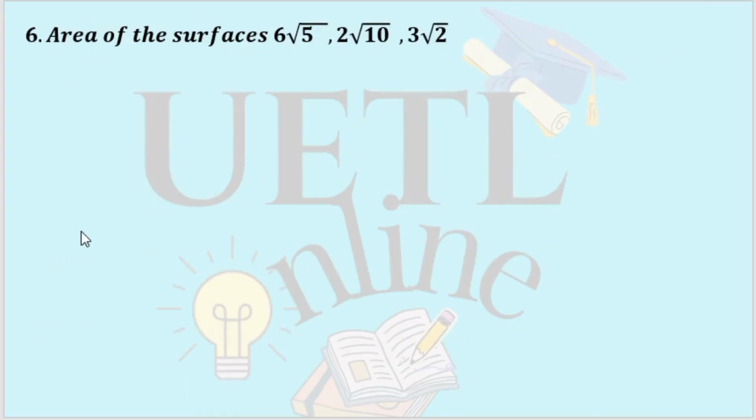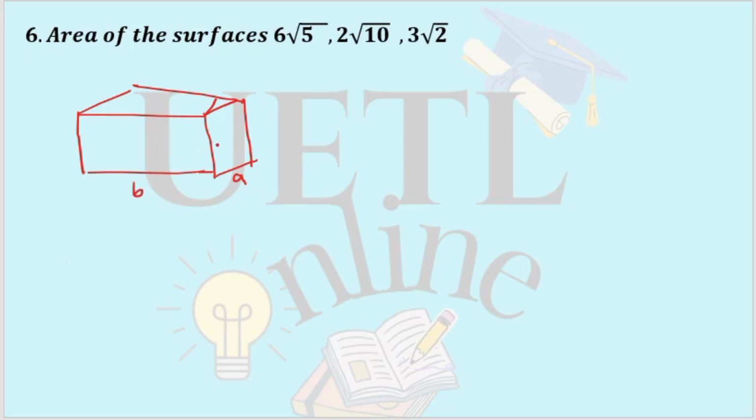Our next question: we are given a cube, and we are being asked to find its volume. The first step, we are given the areas of each side. Let me try to draw a rectangular prism here. Let's say this side is A, this side is B, and this side is C. We are given the areas of each side.